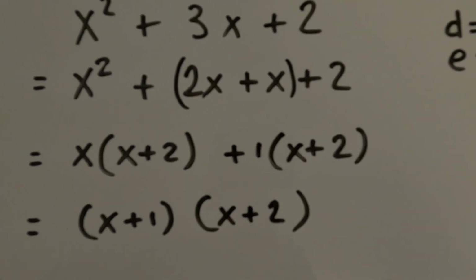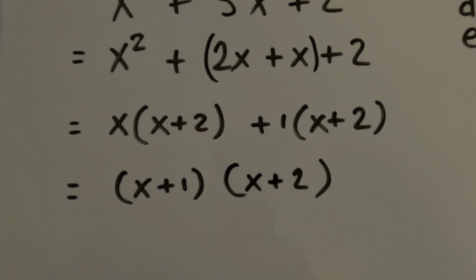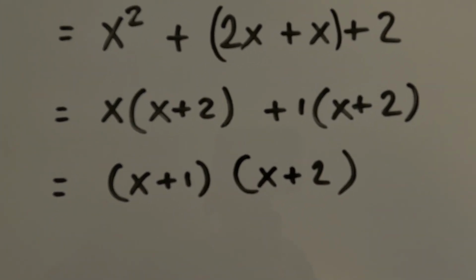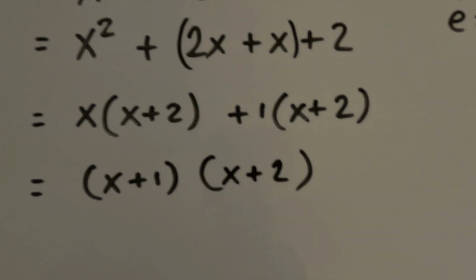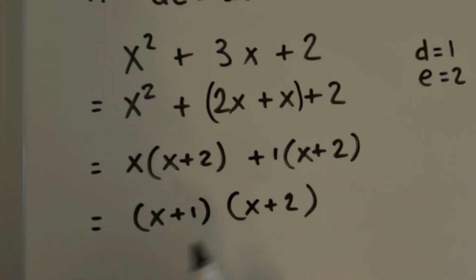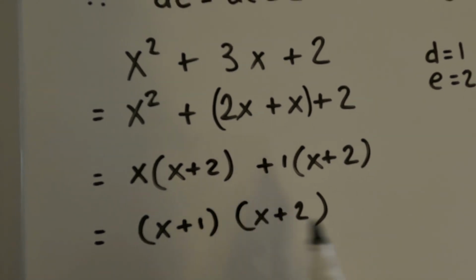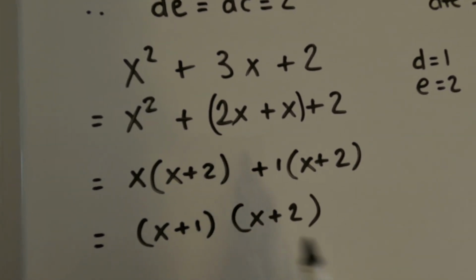Okay, but the job wasn't to find the roots. The job was just to factorise the equation. From there, we can get the roots very quickly. You just set each one equal to 0. Set each of these equal to 0, because this is technically 2 factors. x plus 1 is a factor, x plus 2 is a factor.